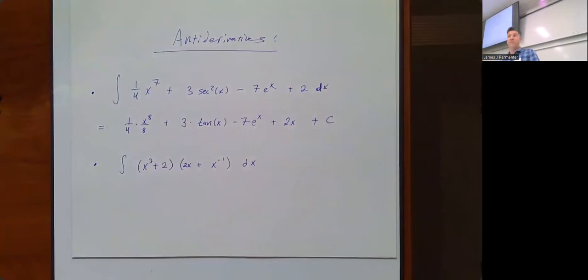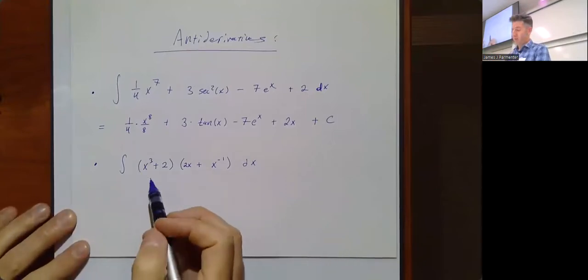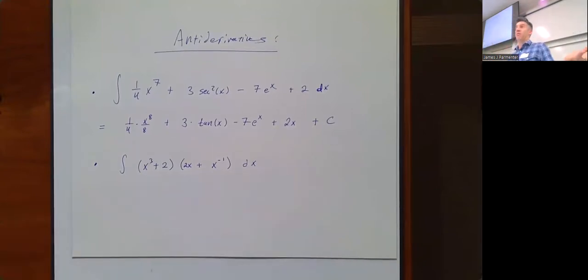If I want to anti-differentiate this, I can't just anti-differentiate each factor and multiply them together. Kind of like how the product rule works for derivatives, right? You can't just differentiate a product by taking the two derivatives and multiplying them together. The same thing is true here. You can't anti-differentiate a product just by taking the antiderivative of each factor. We have to multiply it out first.